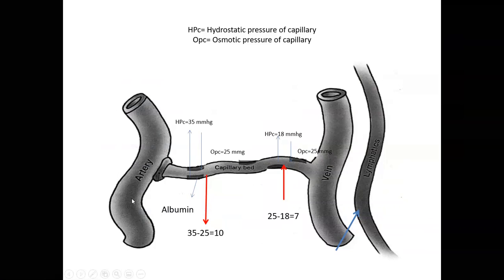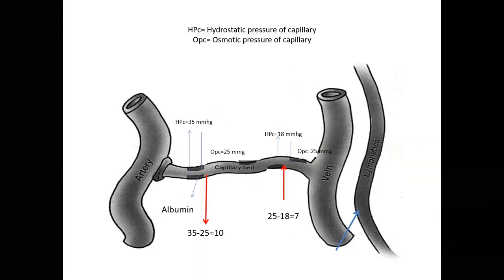On the arterial end, we have something that we call hydrostatic pressure, which is just like blood pressure, but we call it the hydrostatic pressure. Usually at the arterial end, it is high, about 35 millimeters of mercury, whereas at the venous end of the capillary, it is less, around 18 millimeters of mercury. Then we have another pressure that we call osmotic pressure, and this osmotic pressure is exerted by the presence of proteins in the plasma. The most important protein is albumin. See, all of you know that.